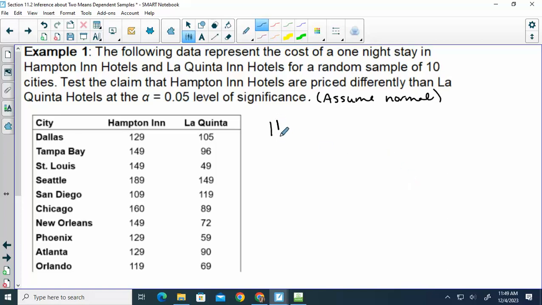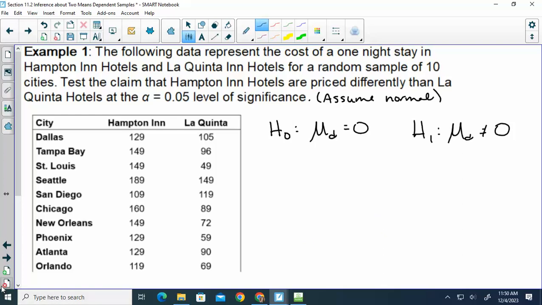So the null hypothesis is that there is no difference. The mean of the difference is 0. The alternative, I want to check if they are priced differently. So what would my alternative be? Not equal to 0. Okay.